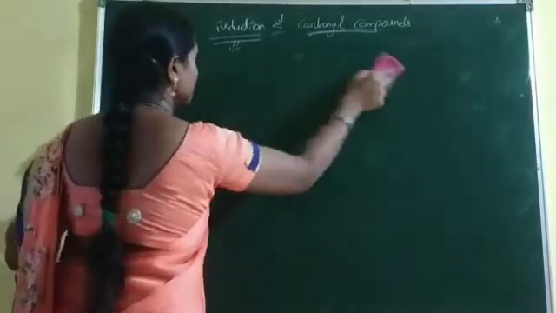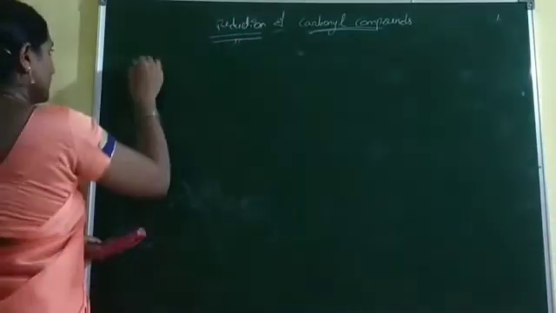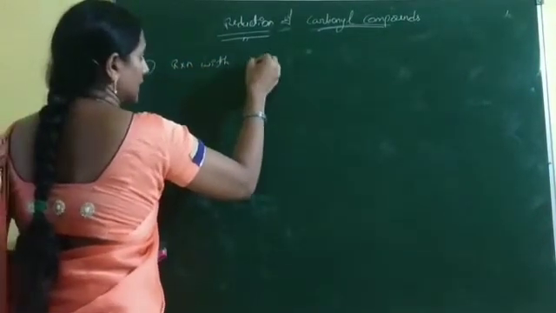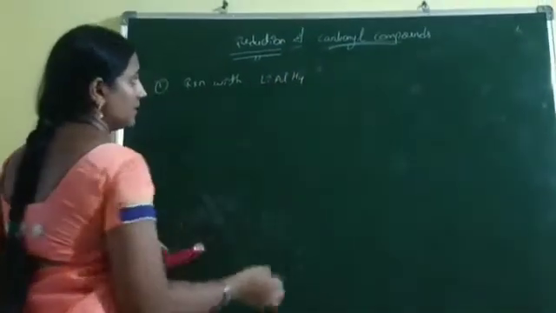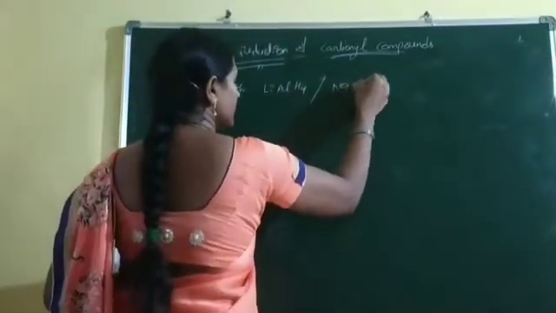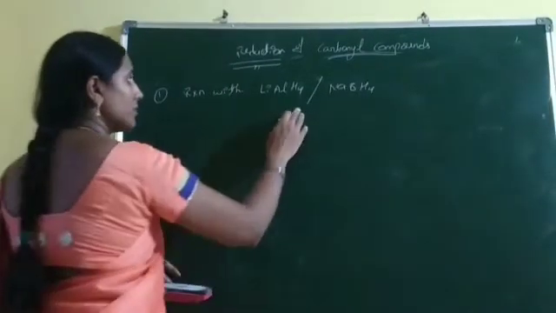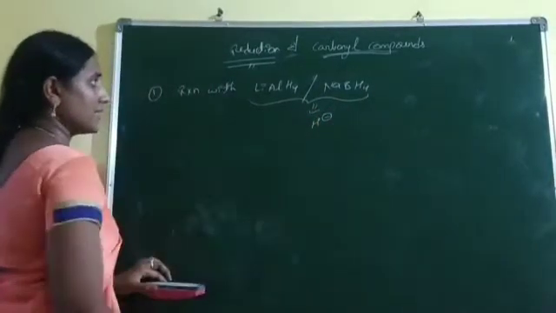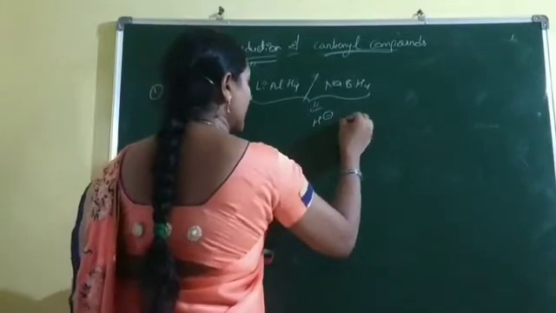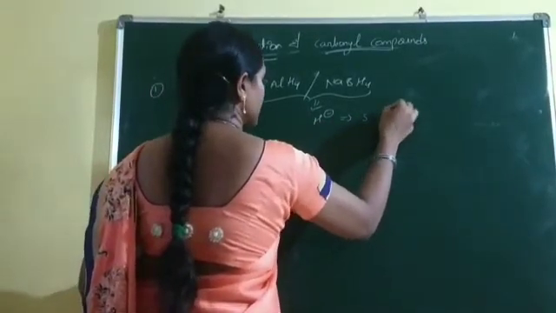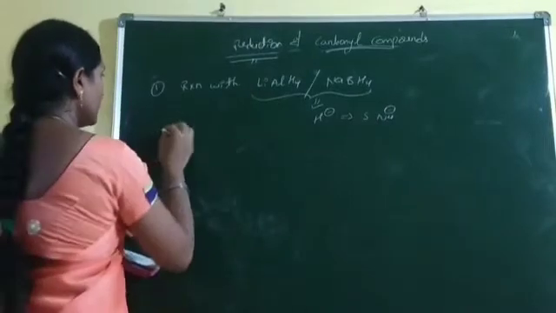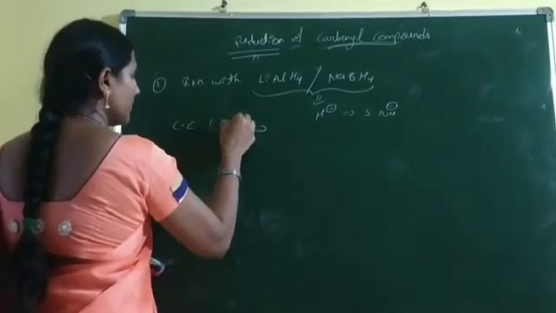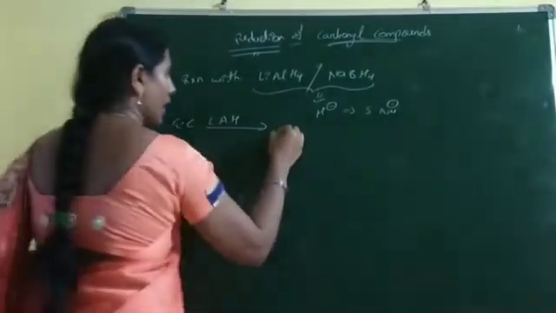Now let us discuss reaction with lithium aluminium hydride or sodium borohydride. Lithium aluminium hydride and sodium borohydride give hydride ion, that means H minus. This H minus acts as a strong nucleophile. When a carbonyl compound is treated with lithium aluminium hydride or sodium borohydride, it forms alcohols.